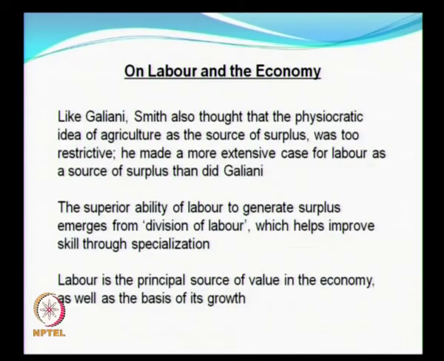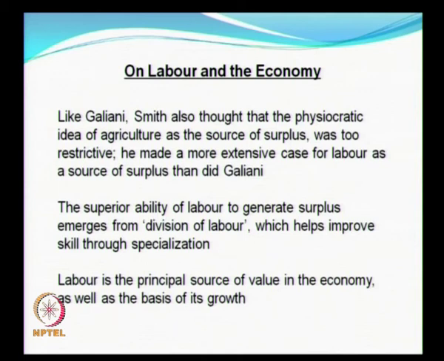Now, Smith had a close relationship with labor in his mind, because his one criticism of the physiocrats was very much like Galliani. You remember Galliani said, who says only agriculture generates surplus? Wherever people are smart and efficient, they can generate surplus. Isn't that what he said? Which is why he said manufacturing can generate surplus too, because it is the laborer, the worker who works there, who is the source, his skill is the source of surplus.